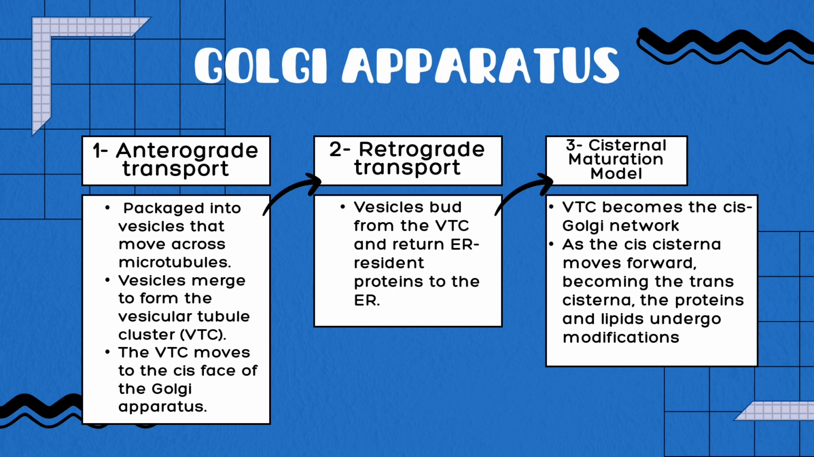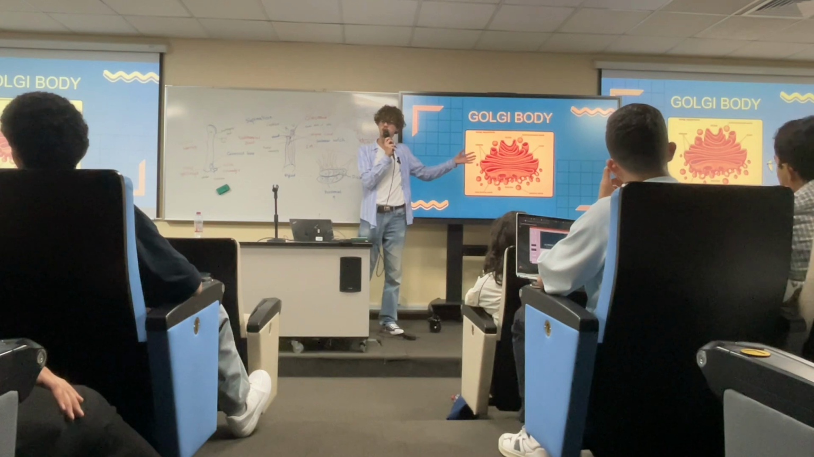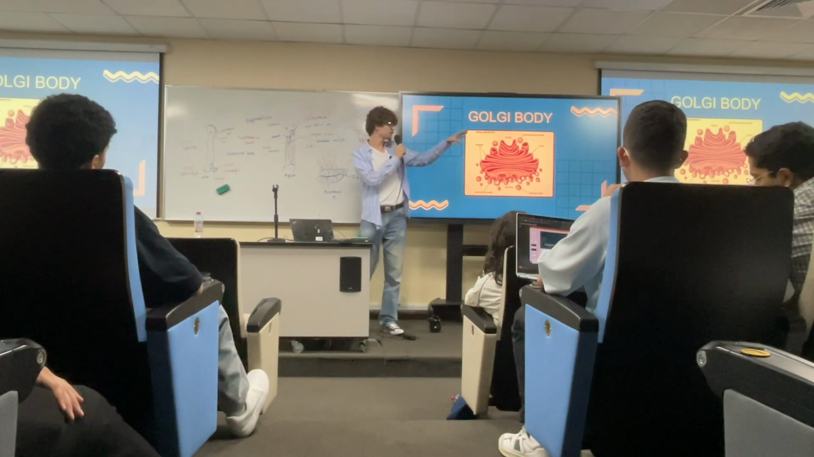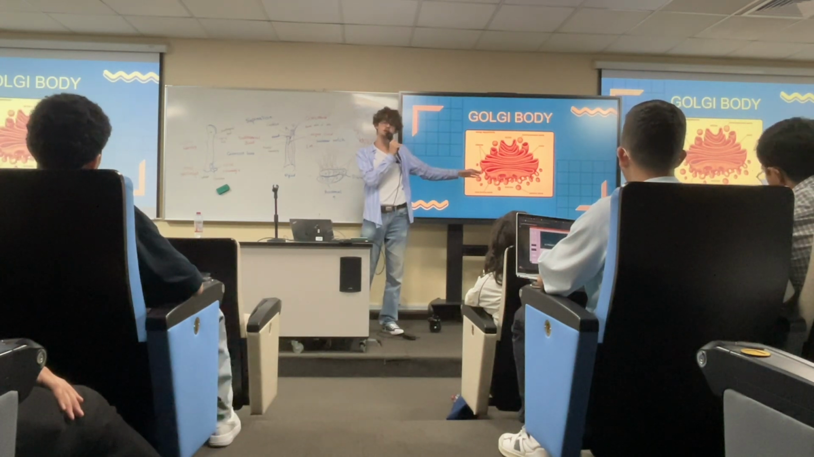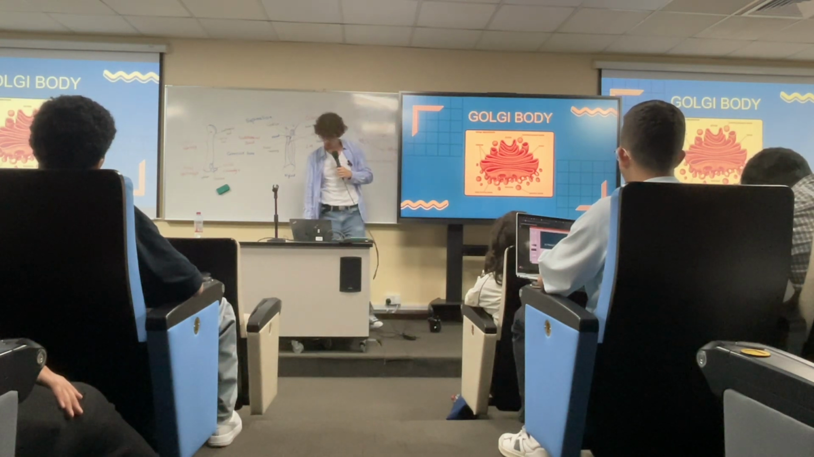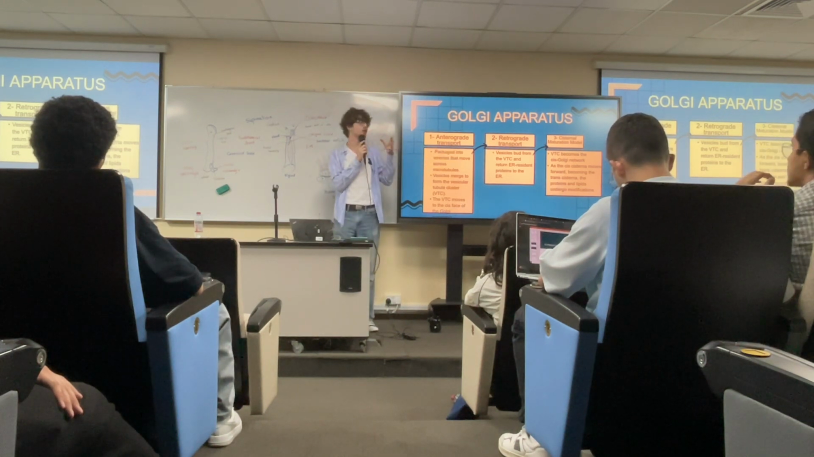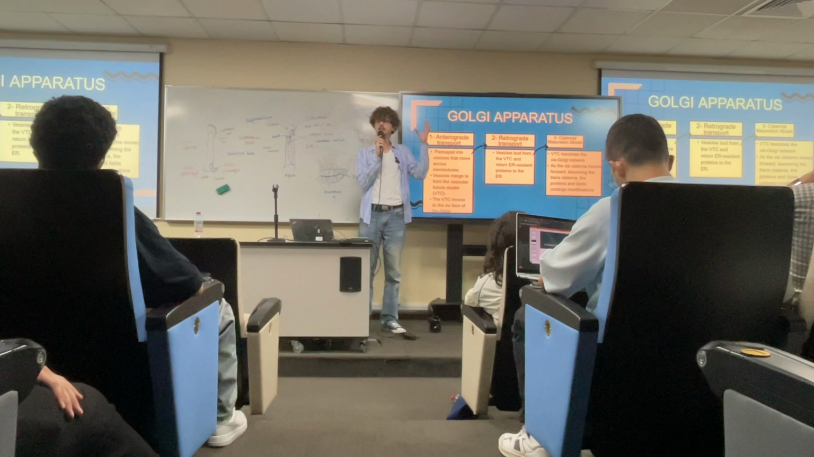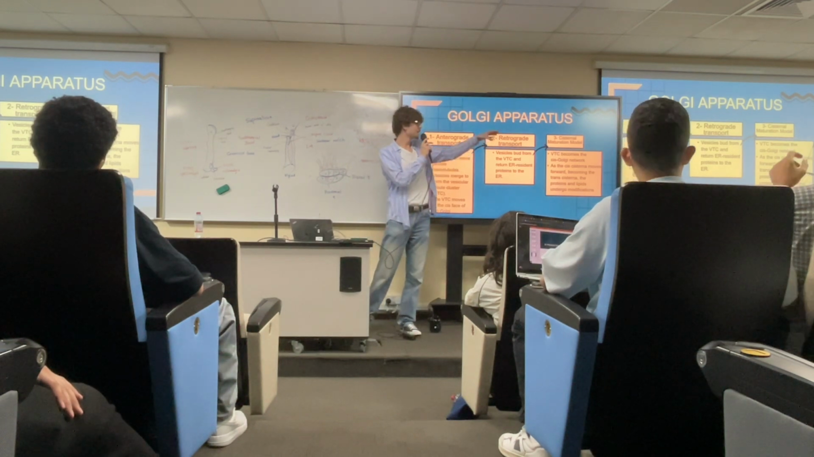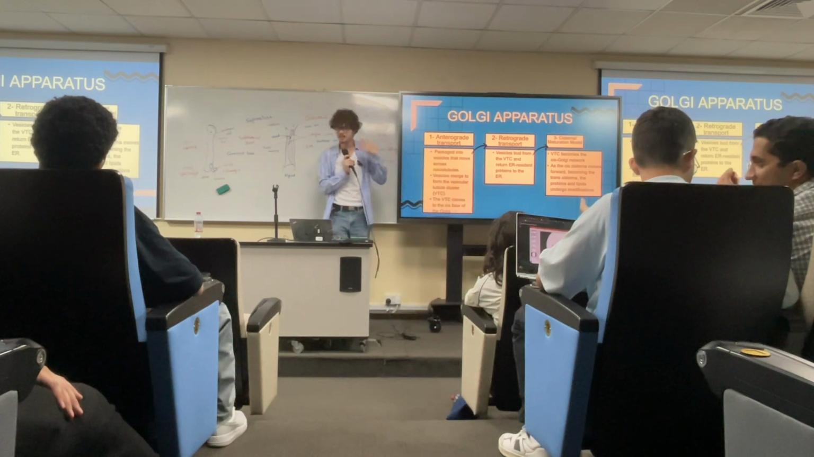And then you have the cisternal maturation model, which I believe I've explained in person. Vesicles that contain the rough ER proteins are recycled back to the rough ER. So that was anterograde because it moved to the Golgi body, and that was retrograde, retro meaning going back, because it moved back. And then you have the cisternal maturation model, which is not really a step, it's just how the Golgi body works: as more VTCs come, they form the cis face. And the cis face moves down as more vesicles come and eventually becomes a trans face. So that's basically how it works.